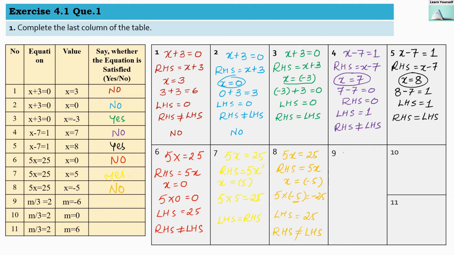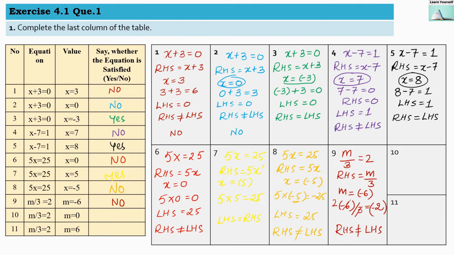Now ninth equation, that m divided by 3 equals to 2. So our RHS here is going to be m divided by 3 and m equals to, we are going to take minus 6. So when we are taking m equals to minus 6, it is going to be minus 6 divided by 3. 3 2s are 6, but this 6 is minus, so our 2 will be minus 2. But our LHS is plus 2. So RHS is not equal to LHS. So this equation doesn't hold true when we are taking m equals to minus 6.